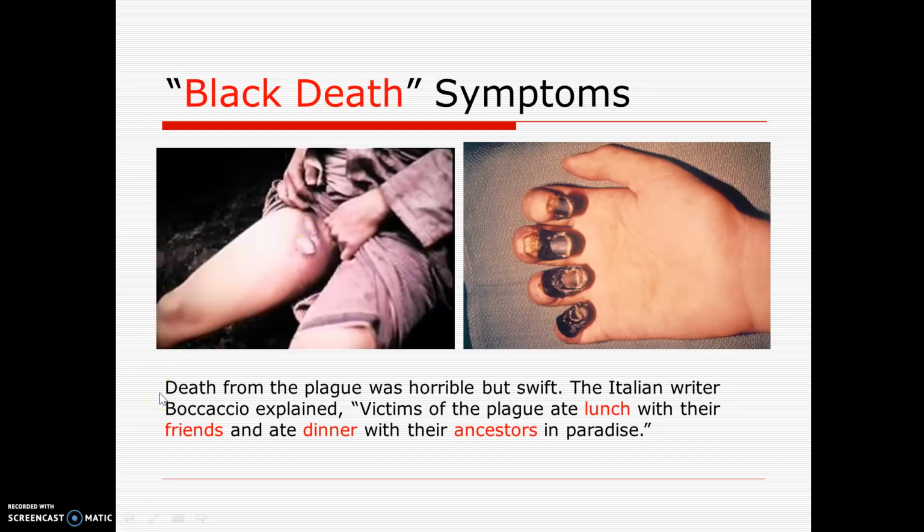Death from the plague was horrible but swift. The Italian writer Boccaccio, who was also mentioned in that video in the warm-up, explained that victims of the plague ate lunch with their friends and ate dinner with their ancestors in paradise. Maybe not literally, but, and here's another picture. This is called gangrene. This is when the skin begins to die, and it also turns black before falling off, I believe.